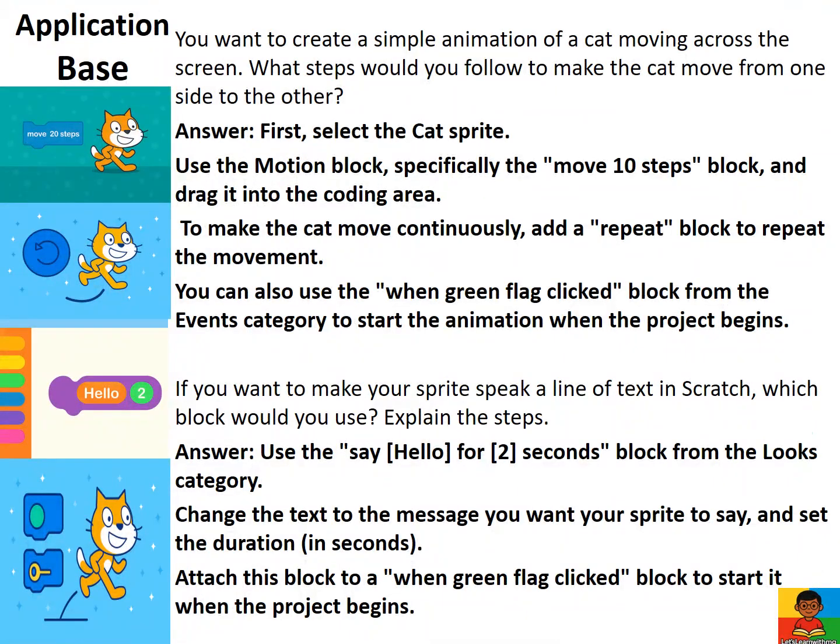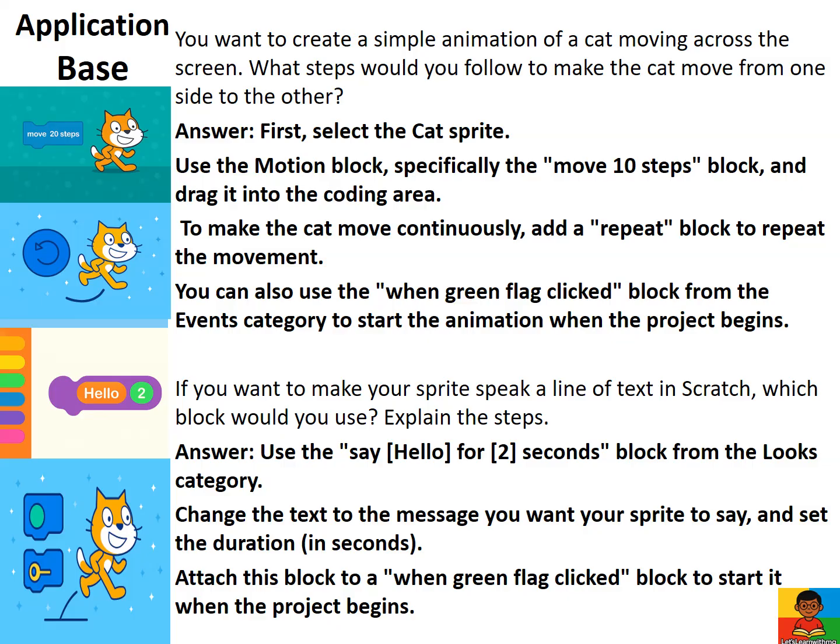You want to create a simple animation of a cat moving across the screen. What steps would you follow? Answer: first, select the cat sprite. Use the motion block, specifically the Move 10 Steps block, and drag it into the coding area. To make the cat move continuously, add a repeat block. Use the When Green Flag Clicked block from the Events category to start the animation.